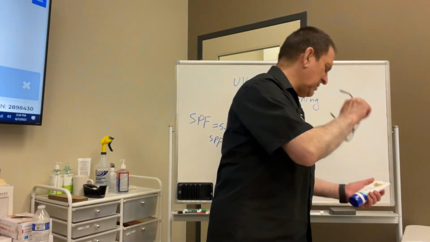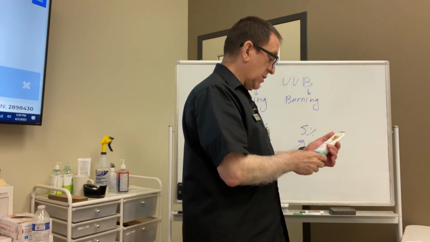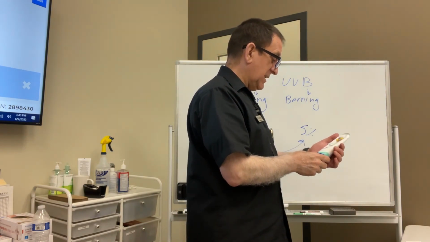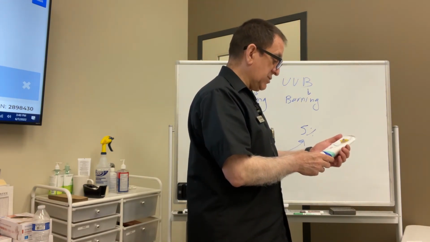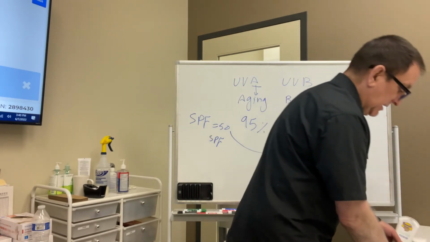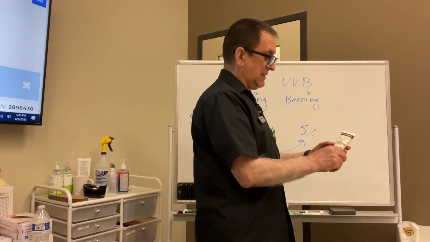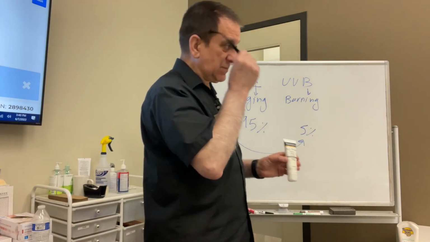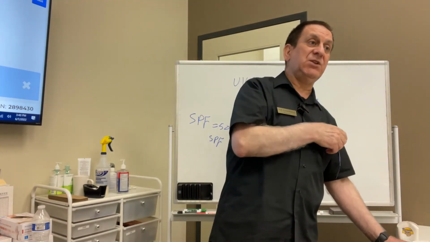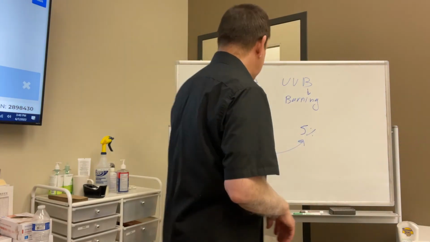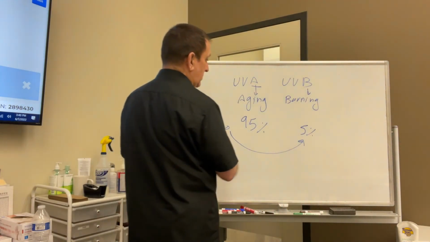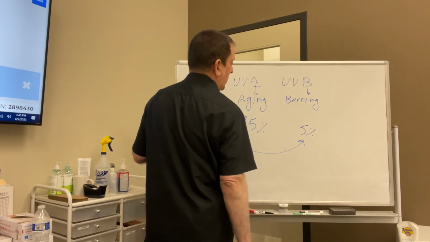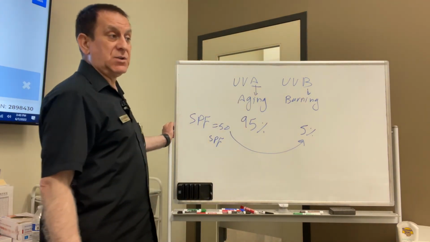For UVA, it has to say broad spectrum. When it says broad spectrum, it means it has protection against UVA and UVB, both. But SPF by itself is only protection against UVB, not UVA.